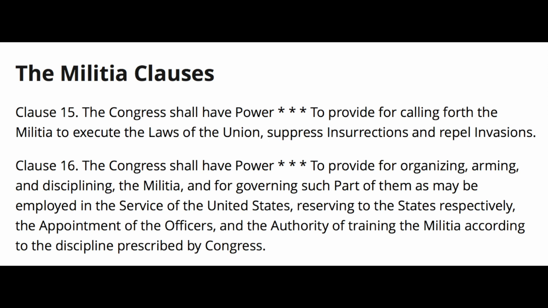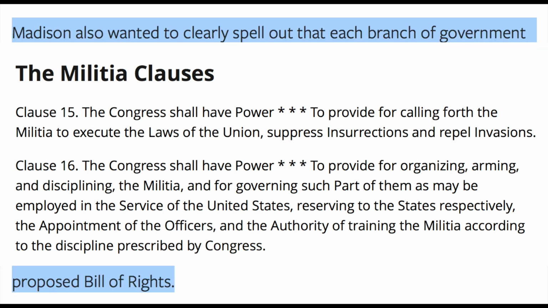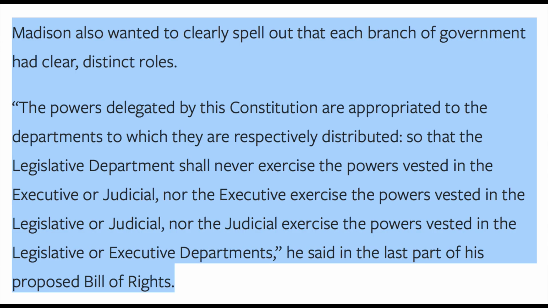And surprising or not, this is actually something that Madison also wanted. Madison also wanted to clearly spell out that each branch of government had clear, distinct roles. But it ended up not really getting into the Constitution. Now, this next one is actually just as important.